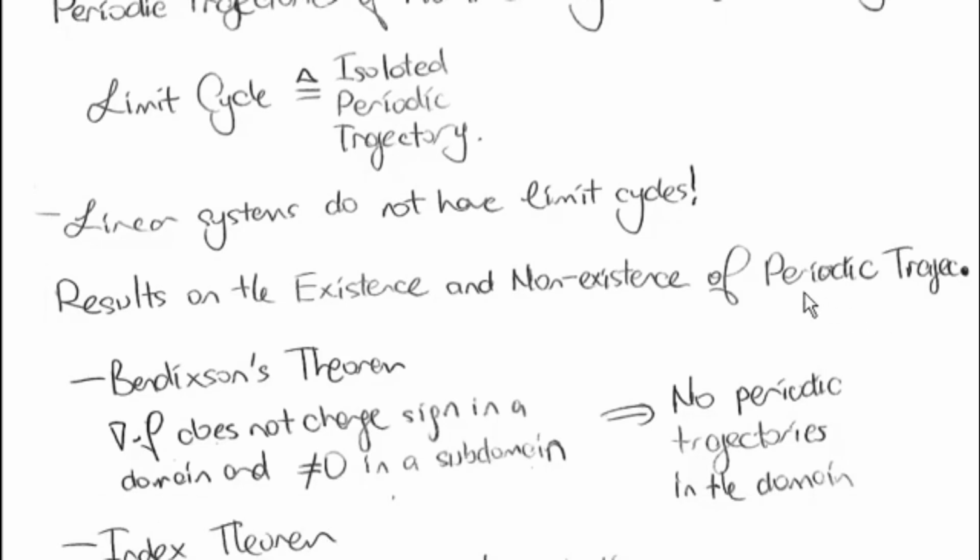So then we saw some results on existence and non-existence of periodic trajectories in nonlinear systems or linear systems, it doesn't matter really. So the first result was called Bendixson's theorem, and in that we used the divergence of the vector field associated with the nonlinear system to actually conclude that there are no periodic trajectories in a region for the nonlinear system. In that case, we had the divergence of the vector field f here, the right-hand side of x dot is equal to f of x. If this does not change sign in an open set, and it's not equal to 0 in a subdomain of that open set, then we won't find any periodic trajectories in that region, in that open set.